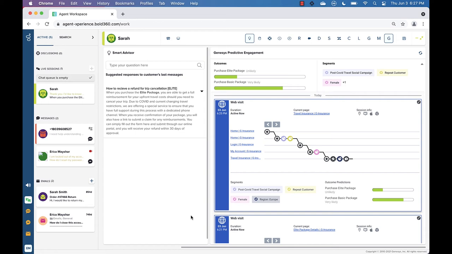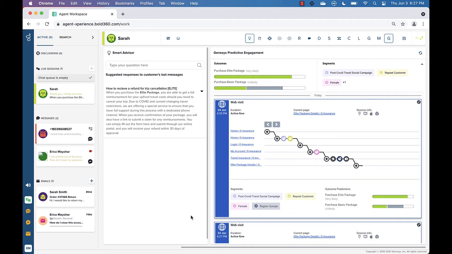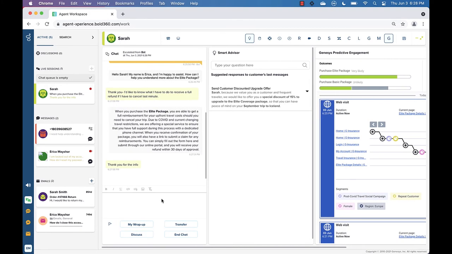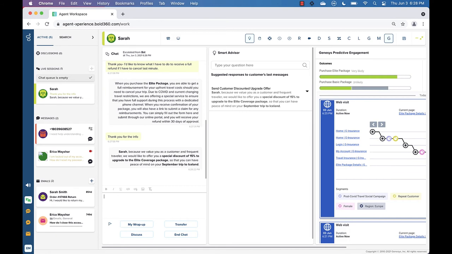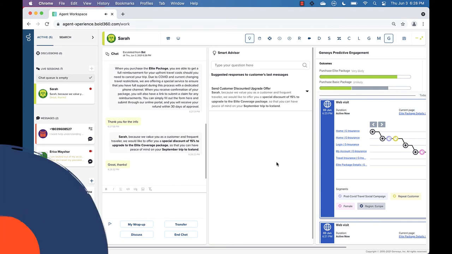We then see in Sarah's journey that with this information, she has now revisited the Elite Package Details page. And based on the information we've collected on Sarah being a repeat customer, her visit activity, and the questions she has asked during her chat, we are now leveraging the predictive engagement engine to determine that she is likely to buy if we do offer a 15% discount on that upgraded Elite Package. And rather than leave it to the agent to decipher all of this data and make a decision on what to do next in real time, all while conversing with the customer, Smart Advisor has now prompted Erica with that next best action to take, one that is both empathetic and personalized to Sarah's scenario, while also optimizing for business goals.